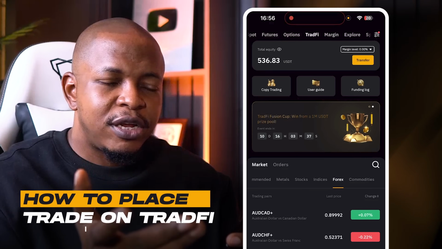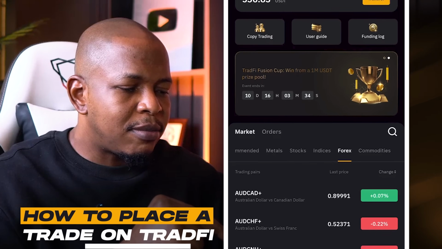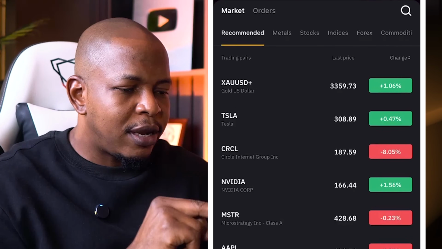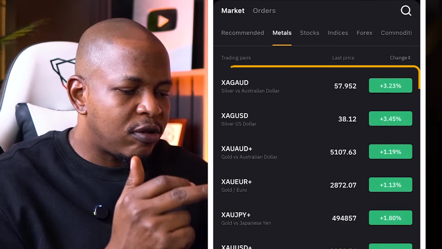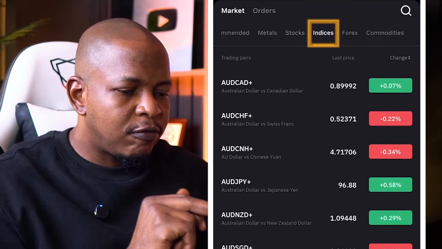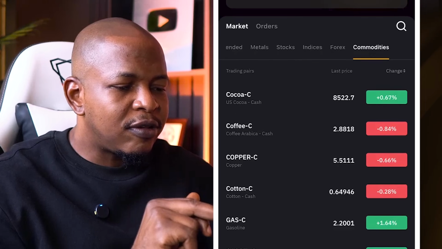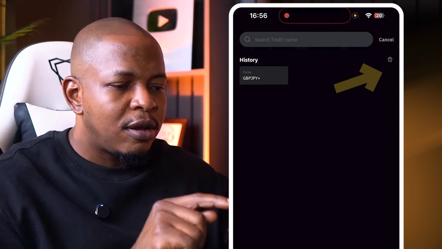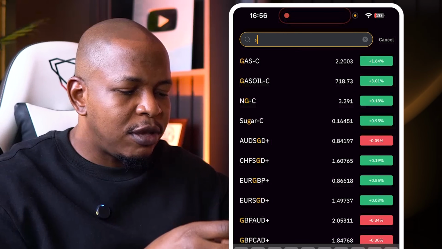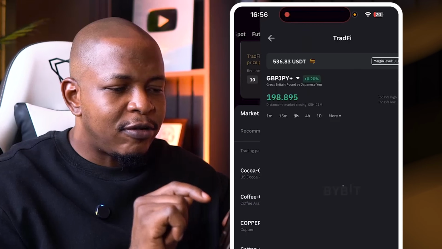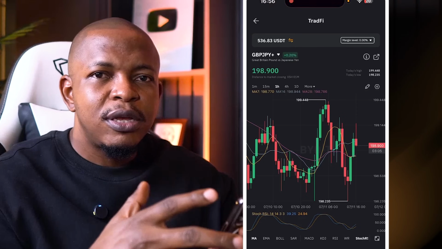Now, to place a trade, scroll down under the market section. They are in different categories. The recommended metals, where you have gold, silver, and the rest of them, stock, indices, forex, and commodities. So these are the assets you can trade. Also search for the asset you want to trade. For example, I want to search GBP/JPY. This is it.